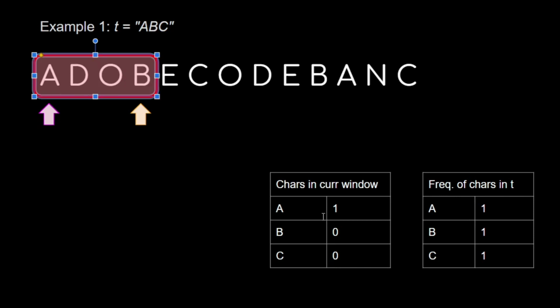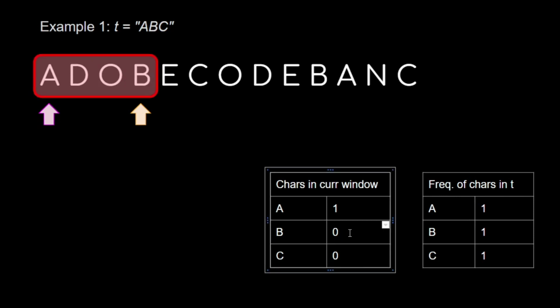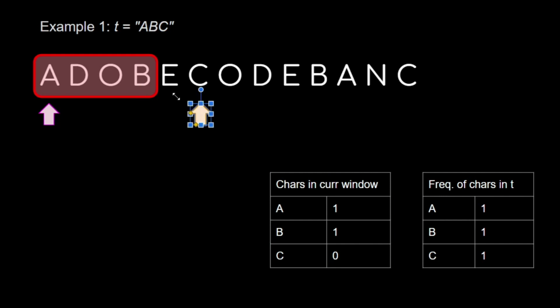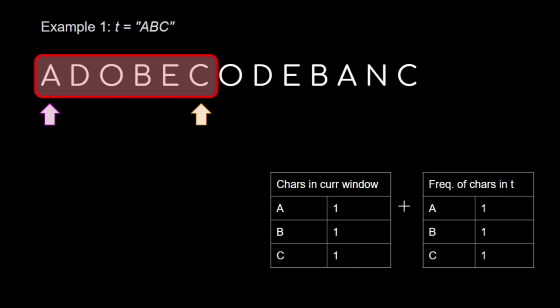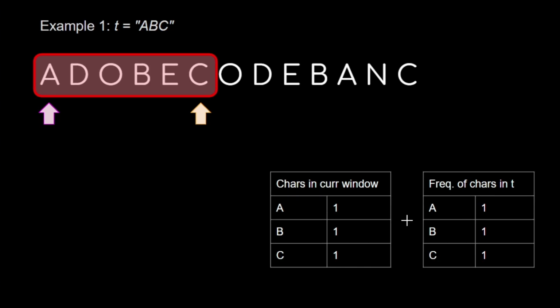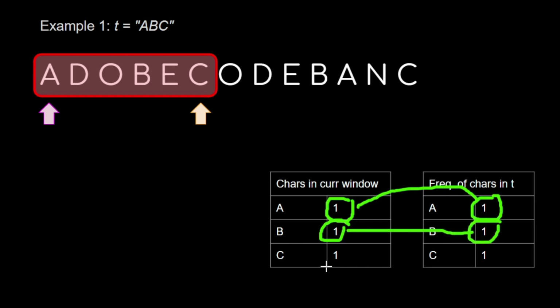For instance, this B over here. In which case, what we'll do is update the number of characters in our current window. And we'll keep going some more until we reach a point where this window contains all the letters found in T, including duplicates. And we know this by comparing the counts in our current window to the counts in the original frequency table associated with T. So you can see that all these counts are the same.